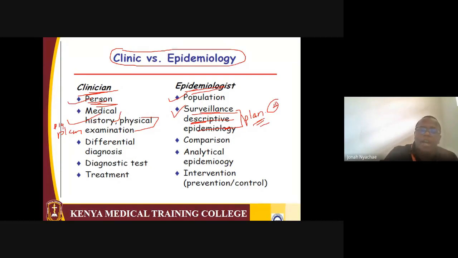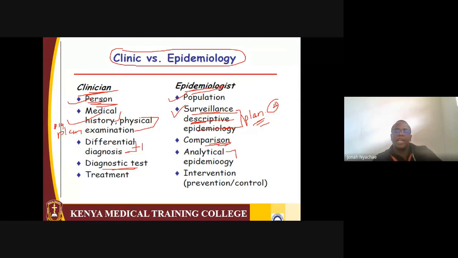And then we also have, a clinician will have differential diagnosis. You have a flu, and then you compare it with another type of flu for you to be able to determine if it is either a common cold or a pneumonia or any other. So in epidemiology, you also do comparisons. You don't do differentials, but you compare, maybe Kenya versus US. You can also do that by having analytical epidemiology. So a clinician will also rely on diagnostic tests.